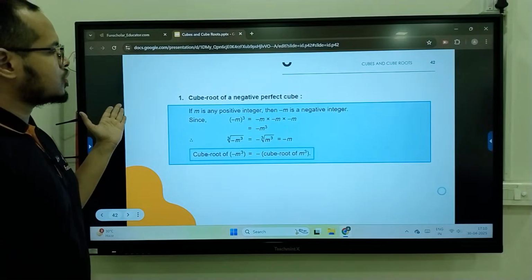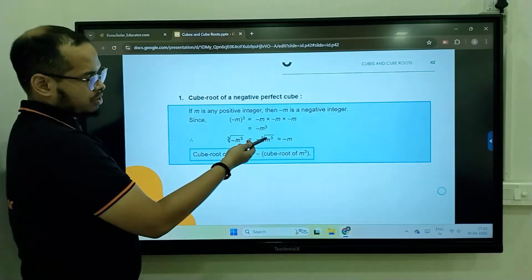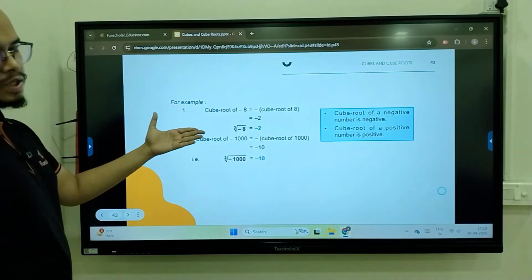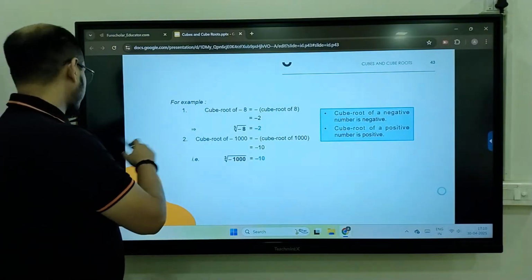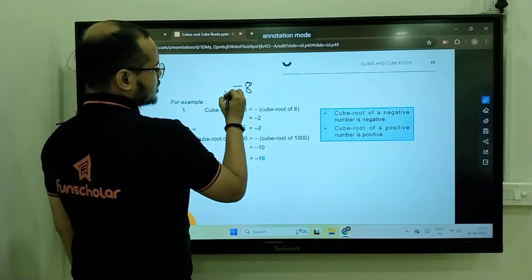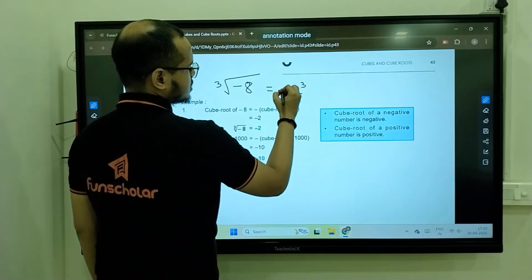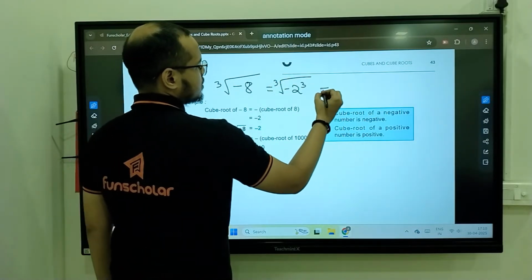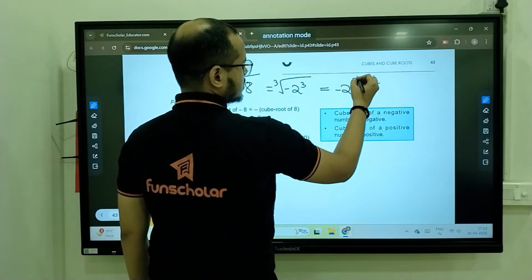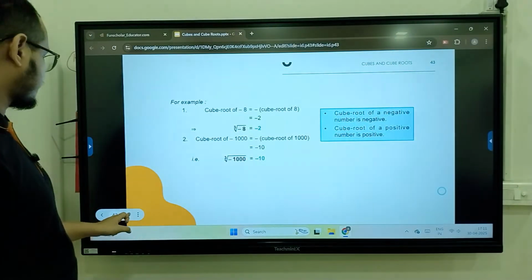Okay, so cube root of a negative perfect cube, minus m cube, we have already done this. So cube root can be minus. These are all the examples of it. So cube root of minus 8: minus 8 is nothing but minus 2 to the power 3, so this will be nothing but (minus 2) to the power 3 into 1 by 3, giving us the answer minus 2. That's it. Same for the second one.